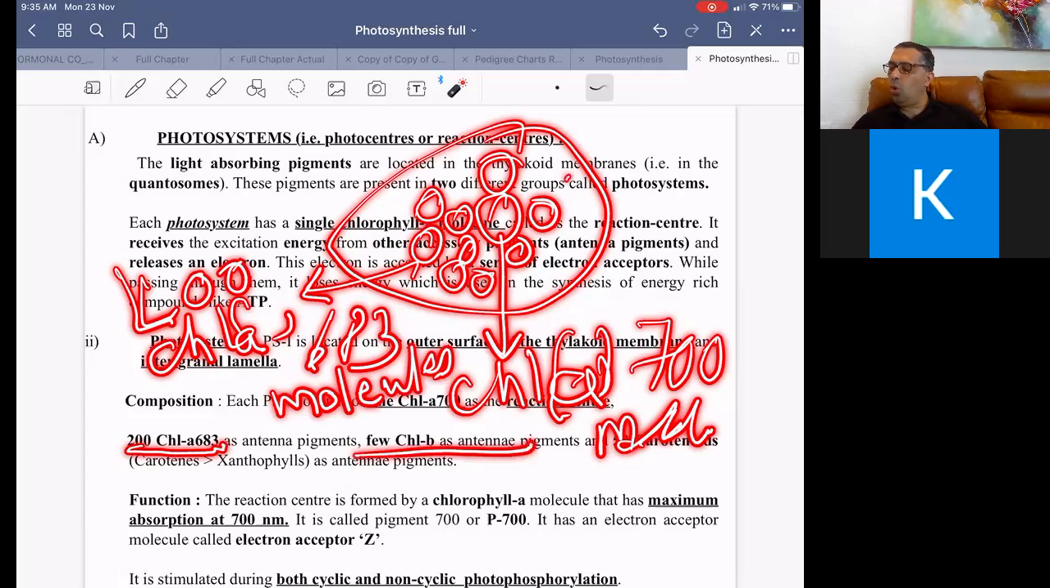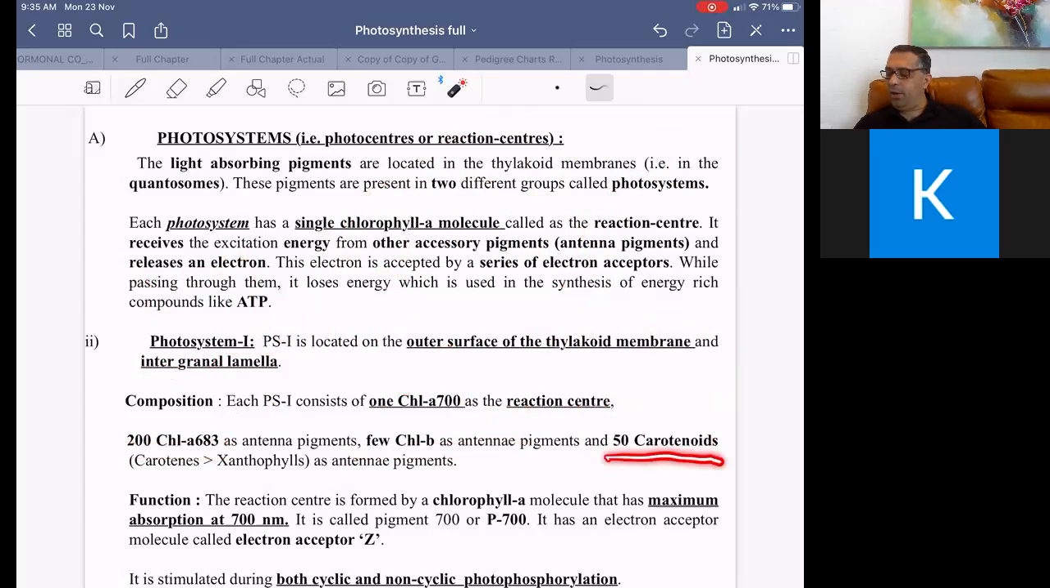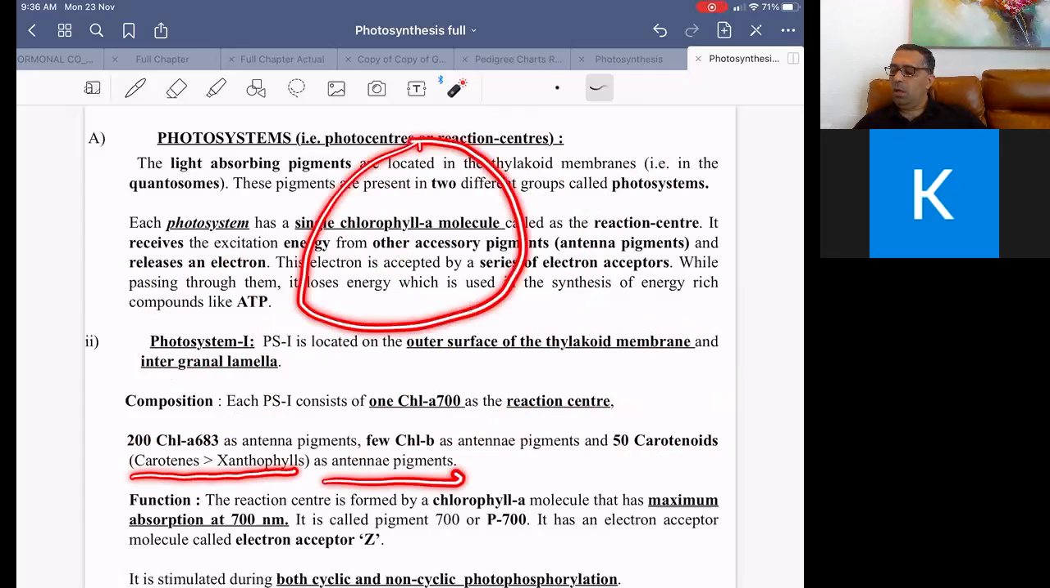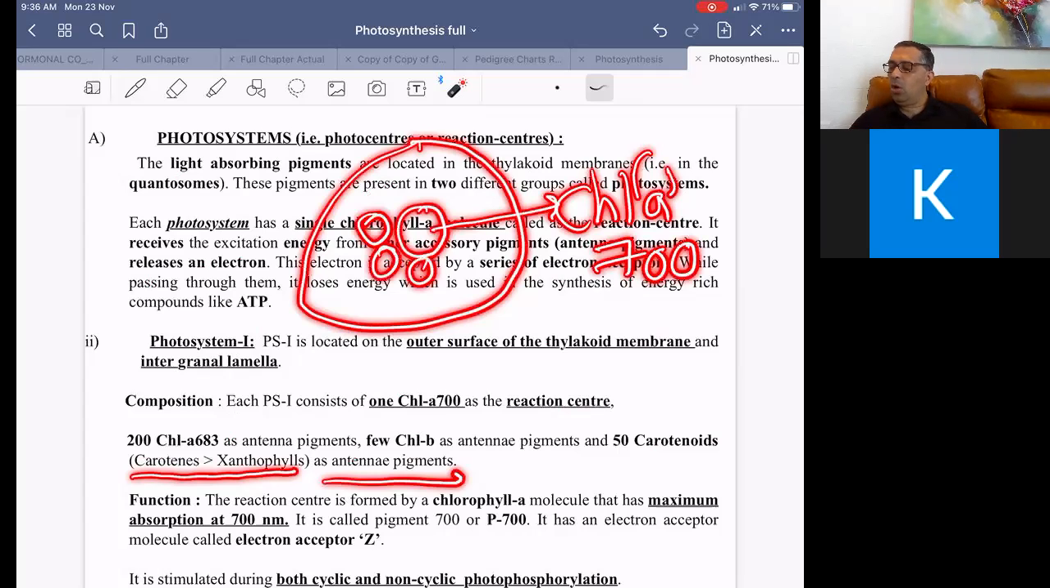तो कुछ chlorophyll B भी होते हैं. Chlorophyll B also are present. And there are 50 carotenoids, carotenes greater than xanthophyll, acting as antennae pigment. So once again, ये है quantosome. ये है central molecule called chlorophyll A 700. That is the reaction center. Then we have about 200 chlorophyll A 683.